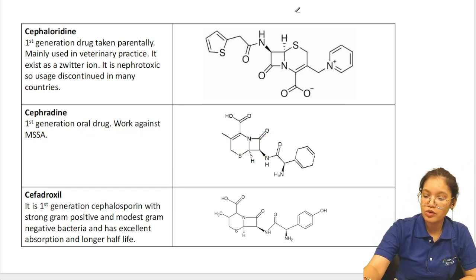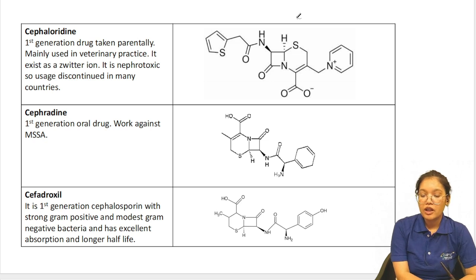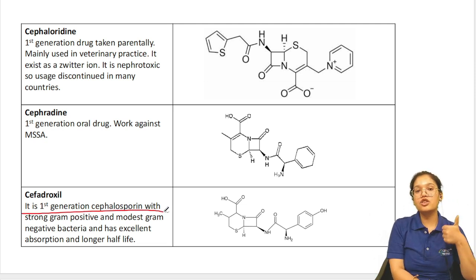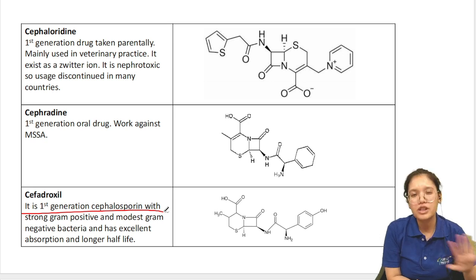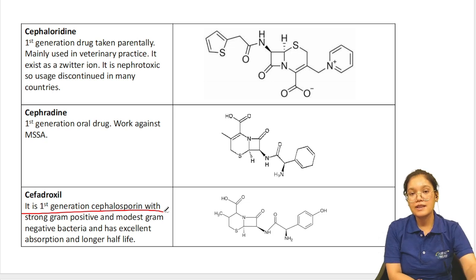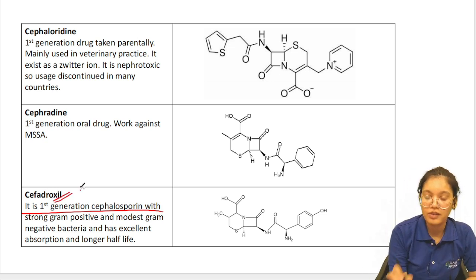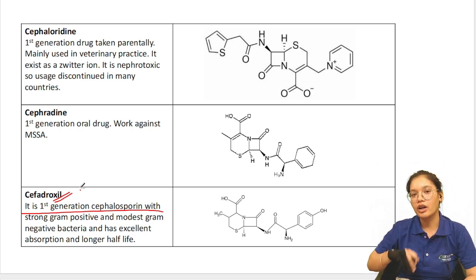Okay. Now moving forward towards the next drug, that is the cefadroxil drug. Cefadroxil is a first generation cephalosporin again. It has a very strong activity against the gram-positive bacteria and a moderate activity against the gram-negative bacteria. It has an excellent absorption, and it has a longer half-life. That is, it can stay in our body for a longer period of time and show its action for a longer period.